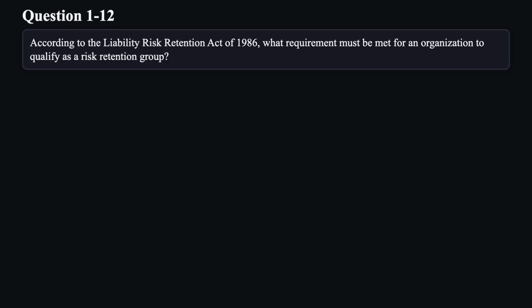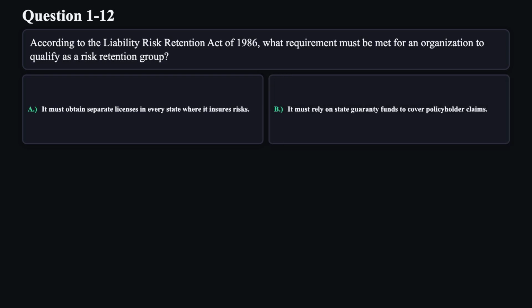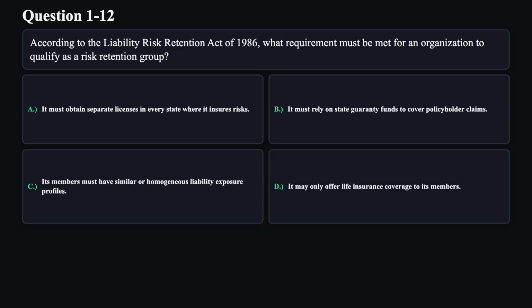Question 12. According to the Liability Risk Retention Act of 1986, what requirement must be met for an organization to qualify as a risk retention group? A. It must obtain separate licenses in every state where it insures risks. B. It must rely on state guarantee funds to cover policyholder claims. C. Its members must have similar or homogeneous liability exposure profiles. D. It may only offer life insurance coverage to its members.